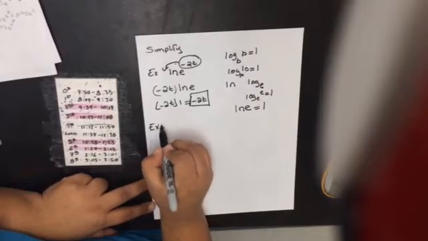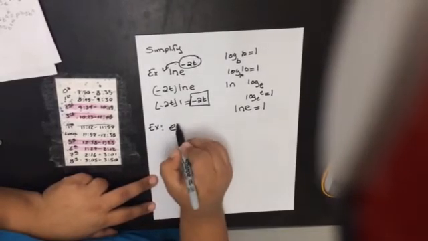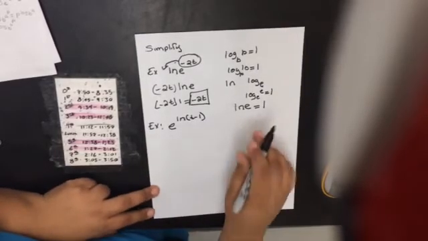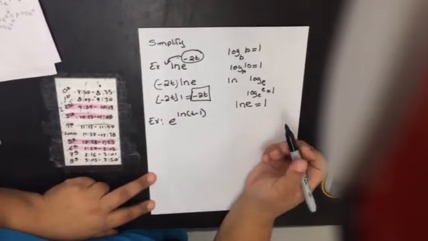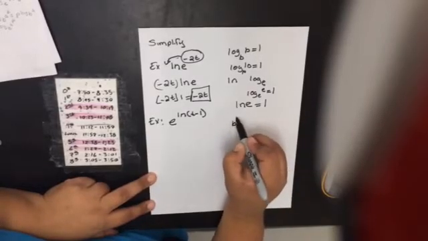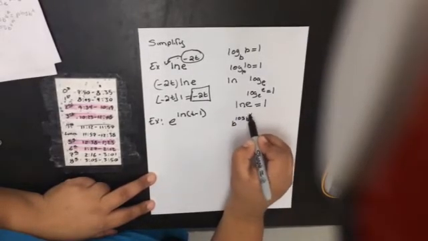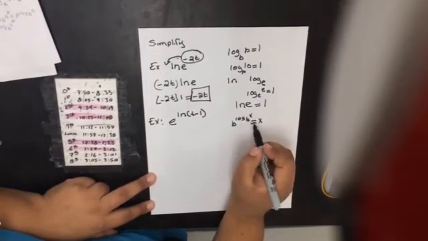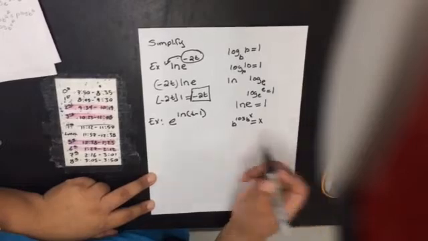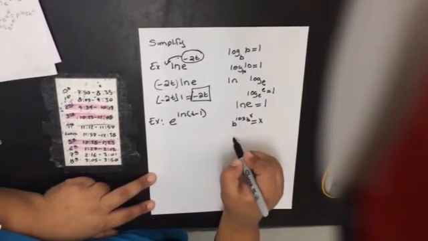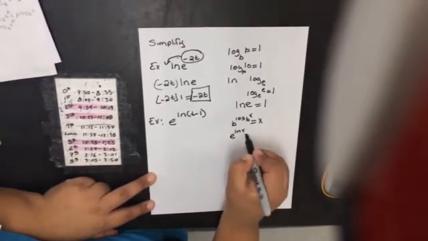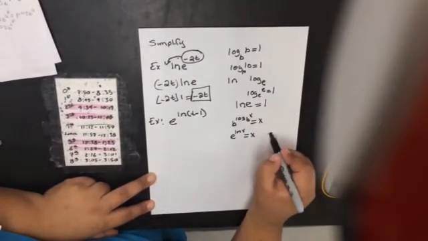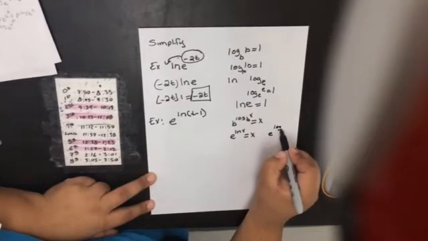Let's do another example. If we have e to the natural log of t minus 1. Remember the inverse property of logs and exponents? b to the log base b of x is just x. The base b and log b, they undo each other. So the same applies here. So if you have e to the natural log of x, it's just going to be x. Because remember that the natural log is just log base e.